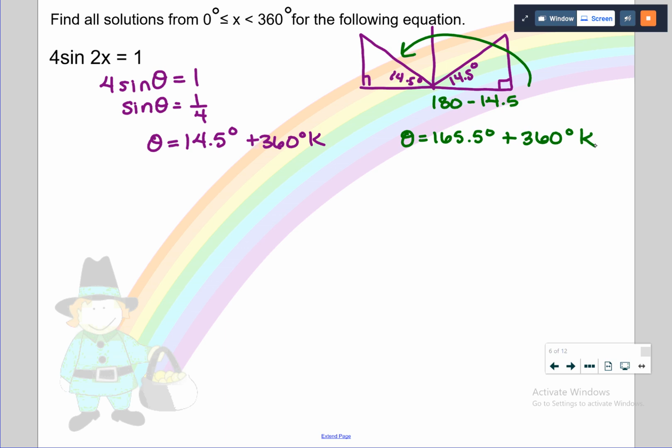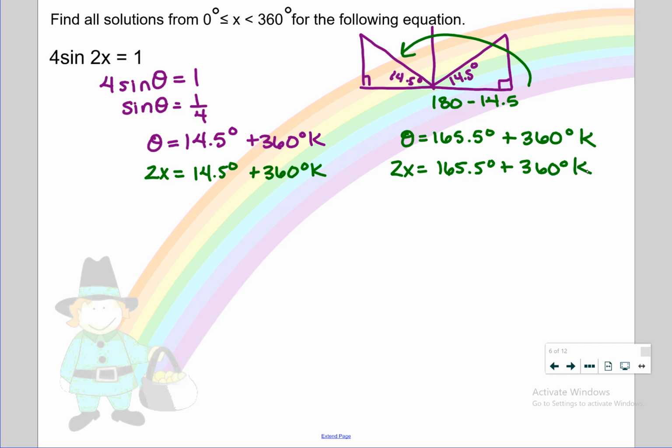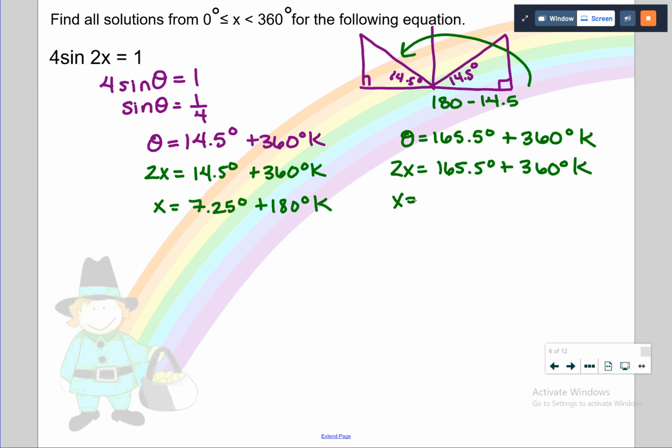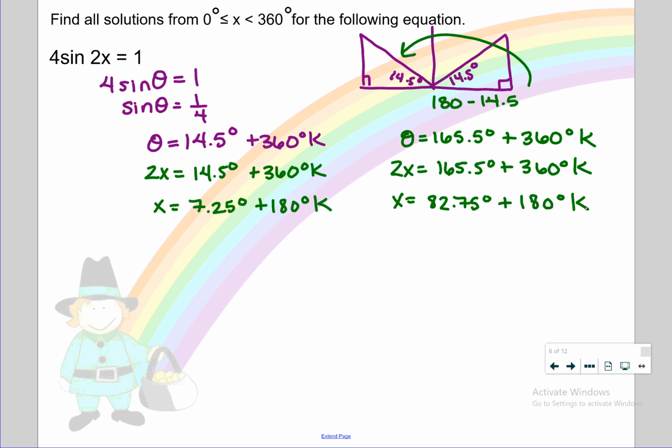All right, put the 2x back in. 2x equals 14.5 plus 360k. 2x equals 165.5 plus 360k. And in each of those, I need to divide by 2 or multiply by 1/2 to get the x alone. So it's going to give me 7.25 plus 180k. And the other one is 82.75 plus 180k. Math Excel might just tell you to round to the nearest degree or something like that. We'll just stick with what we've got here.